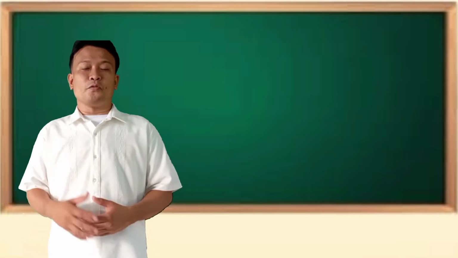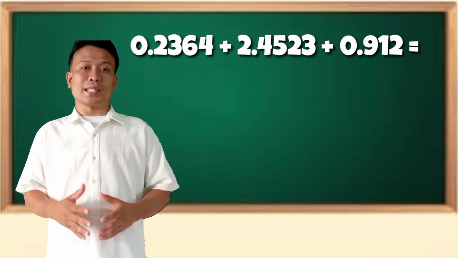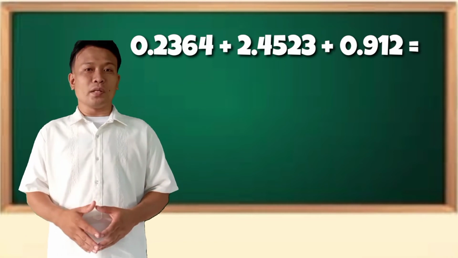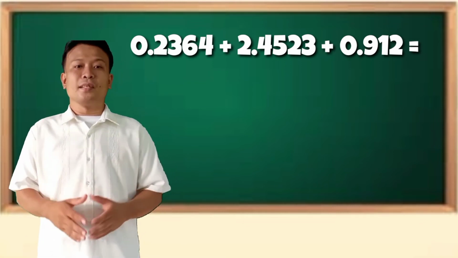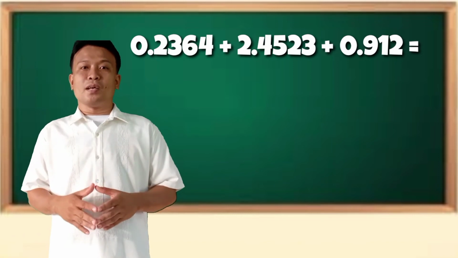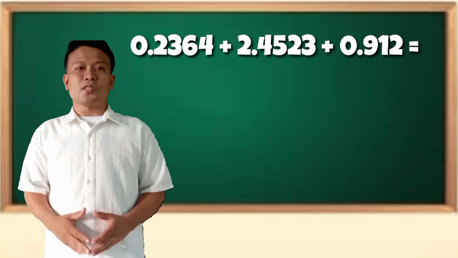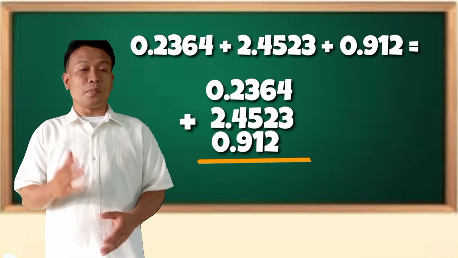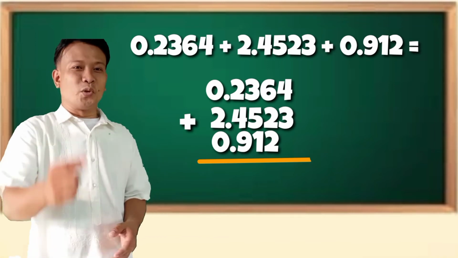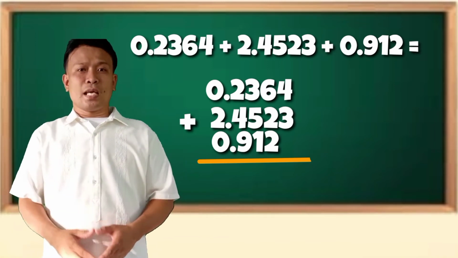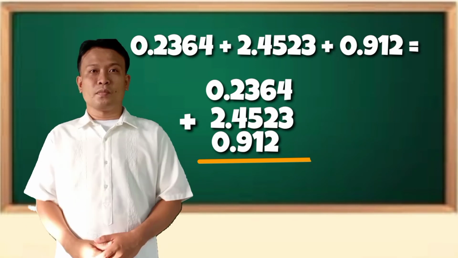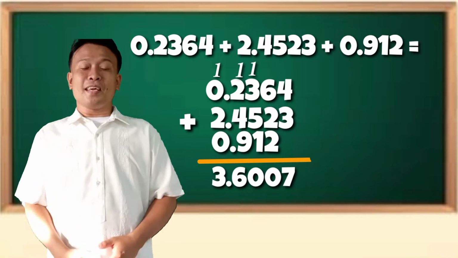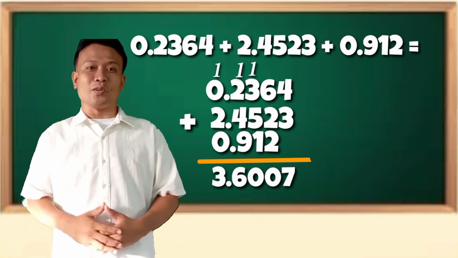Moving on to another example. Find the sum of 2,364 ten thousandths, 2 and 4,523 ten thousandths, and 912 thousandths. The same process will be applied. Arrange the decimal numbers in column considering the place value. And make sure to align the decimal points, then perform the addition process. The answer is, correct! 3 and 6,007 ten thousandths.